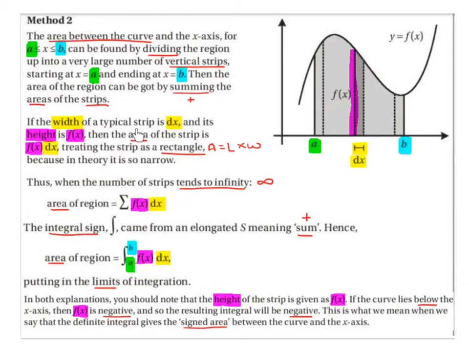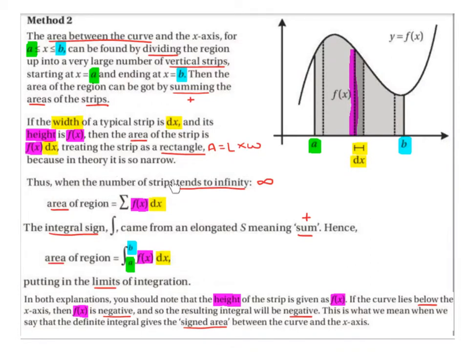Then the area of the strip is f of x dx, treating the strip as a rectangle, because in theory it is so narrow. So we do treat each of these strips as a rectangle because they are so narrow. So f of x dx comes from length times width. The area of a rectangle is the length times the width. So if this is the length and this is the width, then the area is f of x dx.